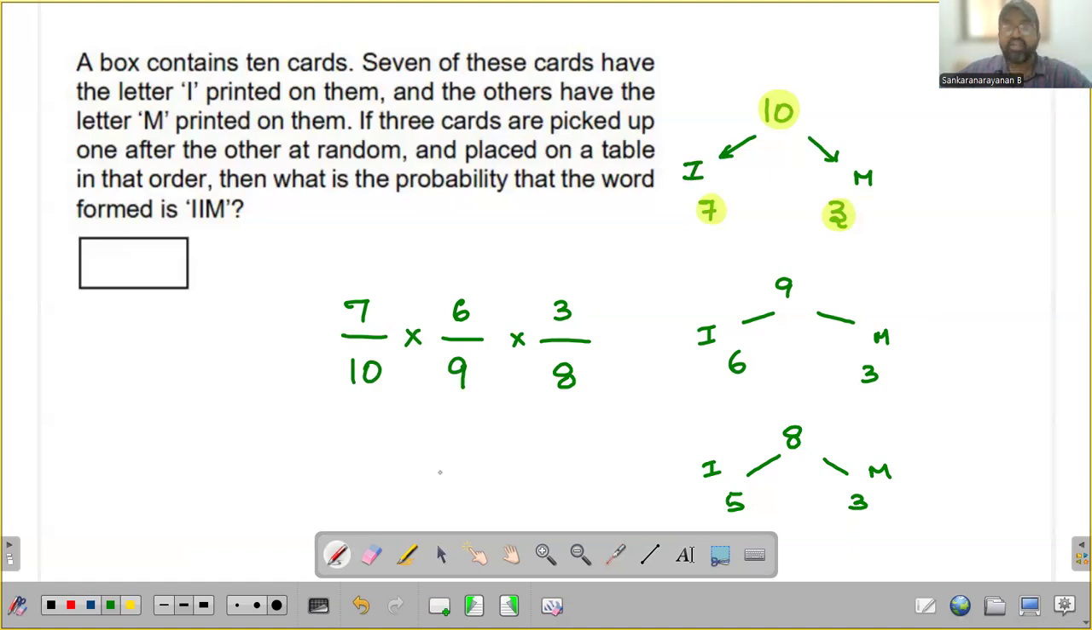Okay, so when I'm simplifying it, it will be 7 into 6 into 3 by 10 into 9 into 8. On simplification, I can say this will come here as 7 upon 40. We can see that here 6 and 3 are available, right? So you can see that this 3 will go here 3 times. That will go in 6 2 times. This 2 will go in 10, 5 times. So it comes as 7 upon 5 eights are 40. 7 by 40. So the probability that the so formed word is IIM, you can see that the probability value is equal to 7 upon 40. That's for the second question.